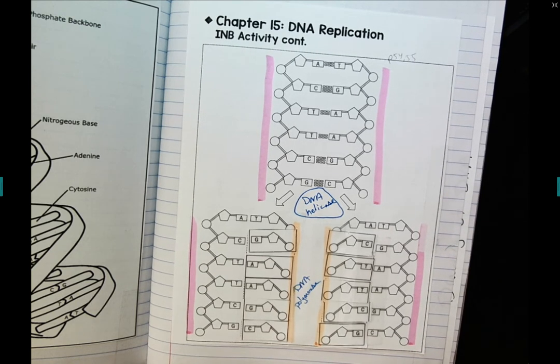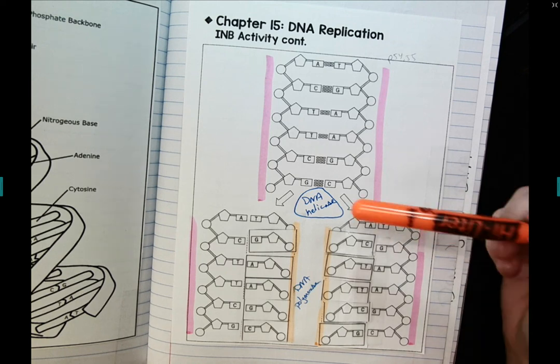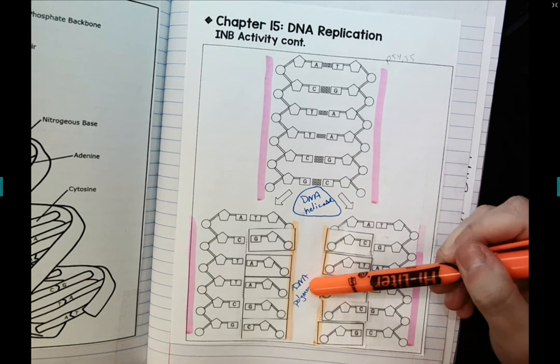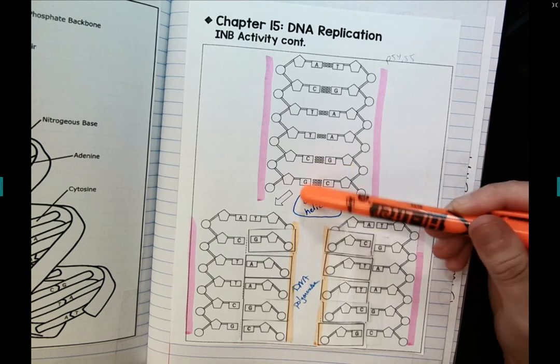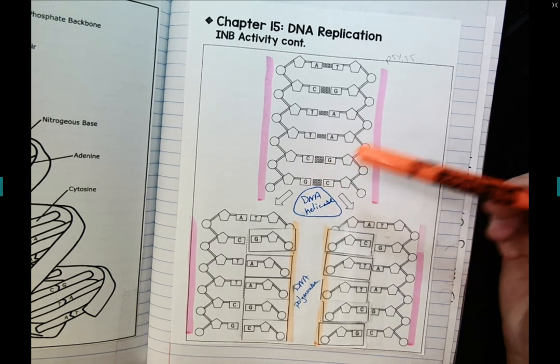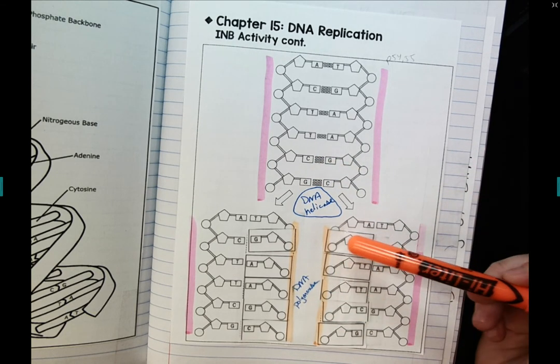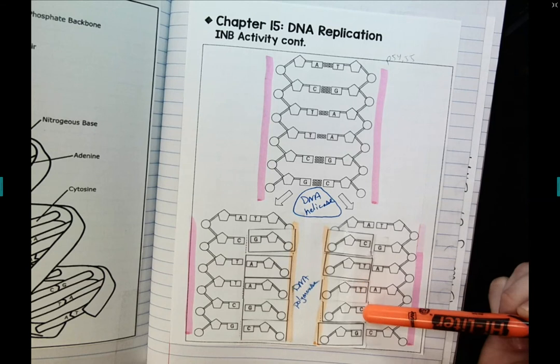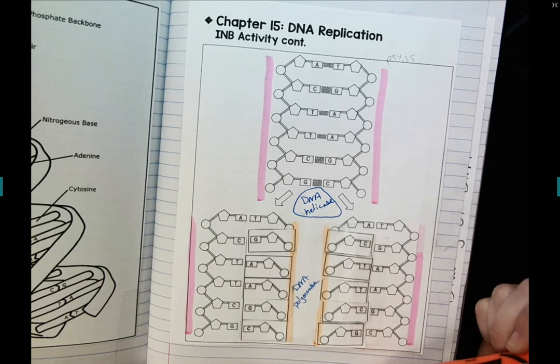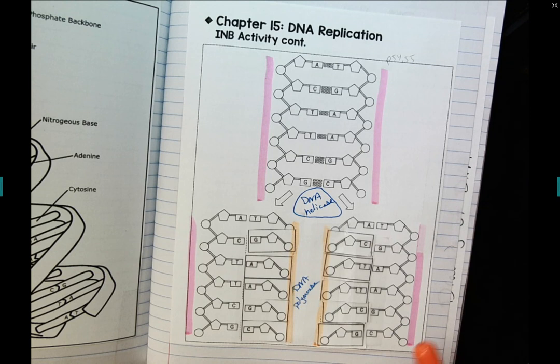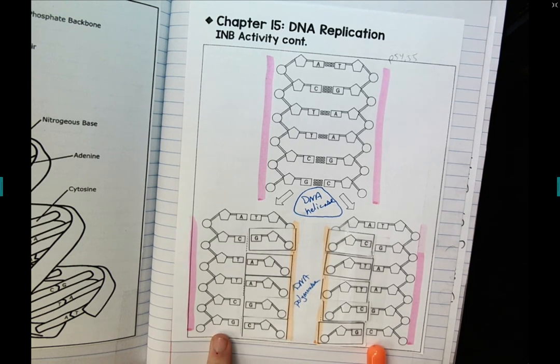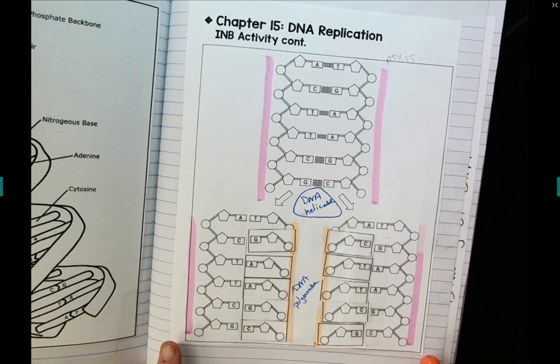So that is DNA replication, talking about the three major points: the two enzymes that are needed, DNA helicase to unwind and break the hydrogen bonds, DNA polymerase to add the new nucleotides to the growing DNA strand, and the fact that DNA replication is semi-conservative. Each new DNA strand has a copy of the original and a new copy of DNA.